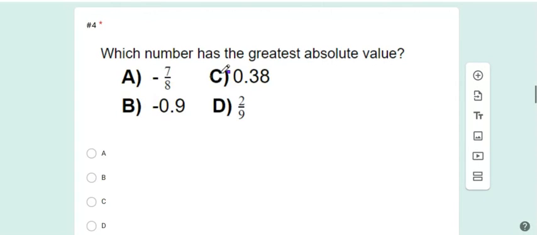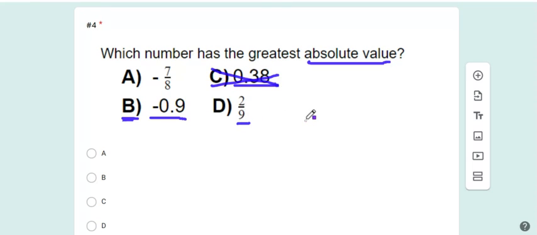Number 4, which number has the greatest absolute value? Now, by now, we should know that absolute value is a number's distance from 0. We've been talking about that since chapter 1. So how far is 0.38 away from 0? It's 0.38 units. How far is negative 0.9 away from 0? Well, it's 9/10 or 0.9 away from 0. So as of right now, B is further away from 0 than C is, so C is out.